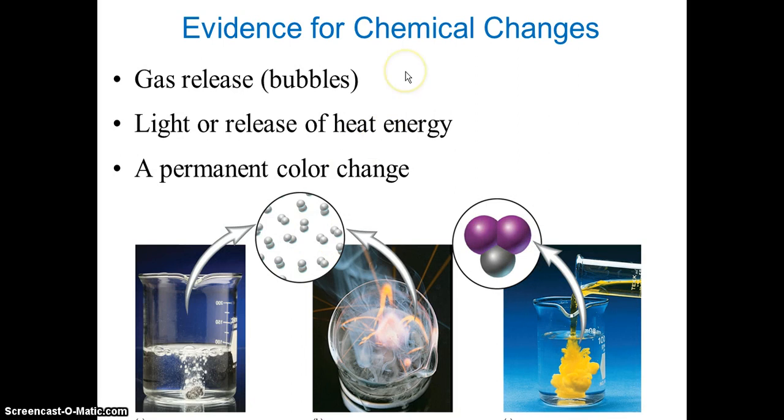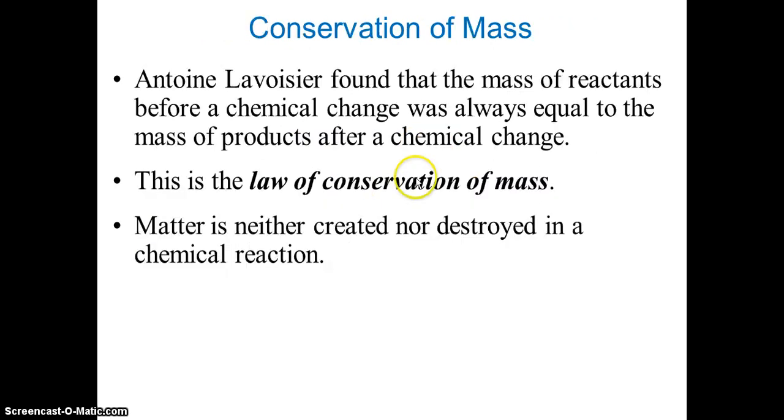Now, what is the evidence for chemical changes? When you see gas bubbles, gas released during chemical reactions, light or heat released during the reaction, or a permanent color change. These are called evidence for chemical reactions. That's where you can tell that a chemical reaction occurs. So we'll talk about the law of conservation of mass in the next slide.